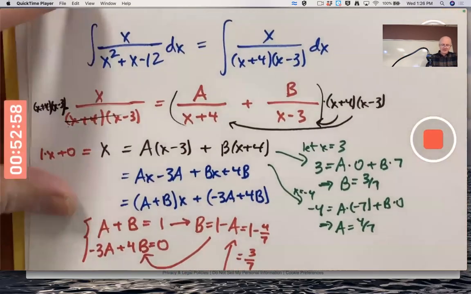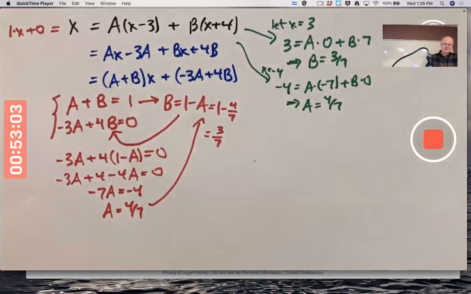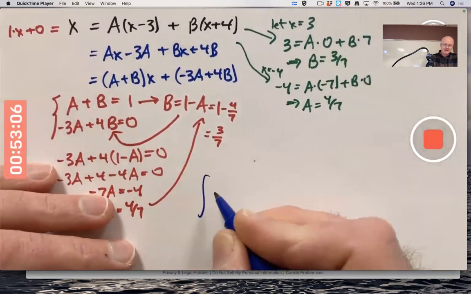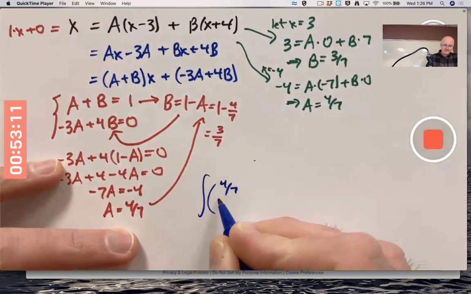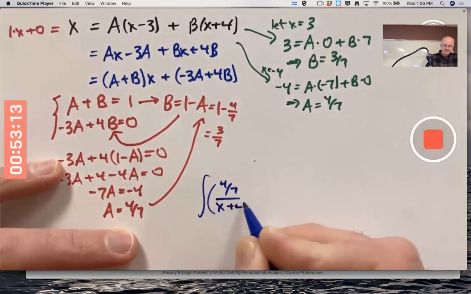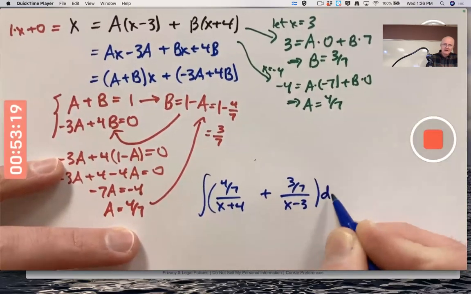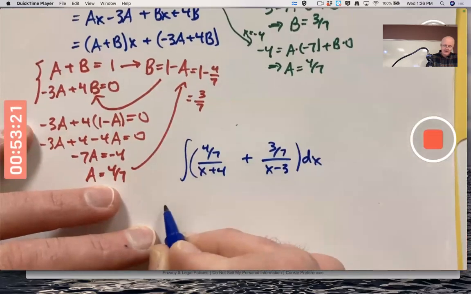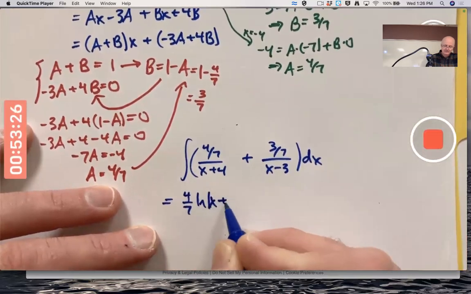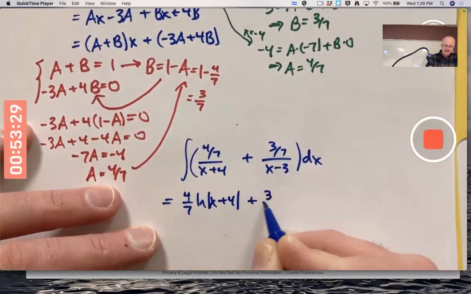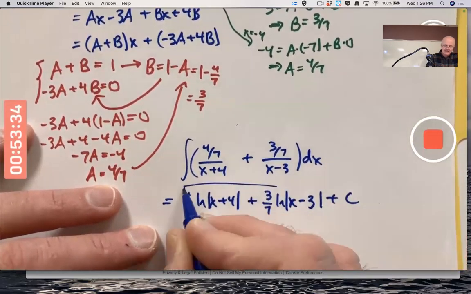And that's how we will now finish it. Come down here. Our integral now becomes this integral. A is 4/7, B is 3/7. And that's something you can do in your head. 4/7 times the natural log of the absolute value of x plus 4 plus 3/7 times the natural log of the absolute value of x minus 3 plus c, done.